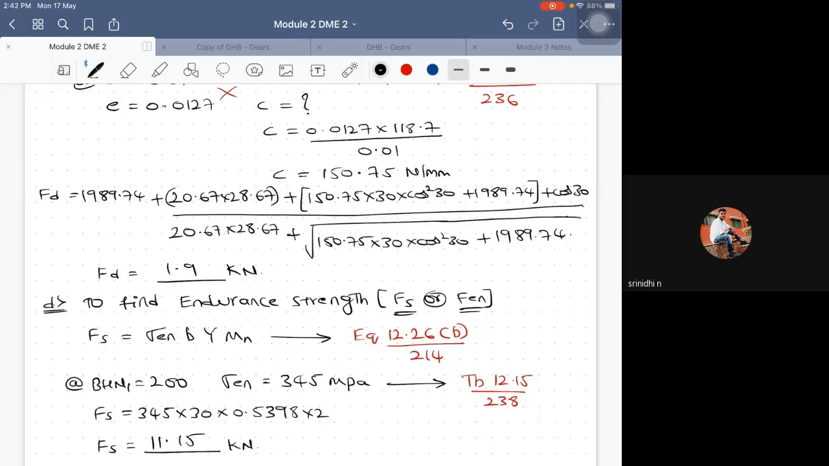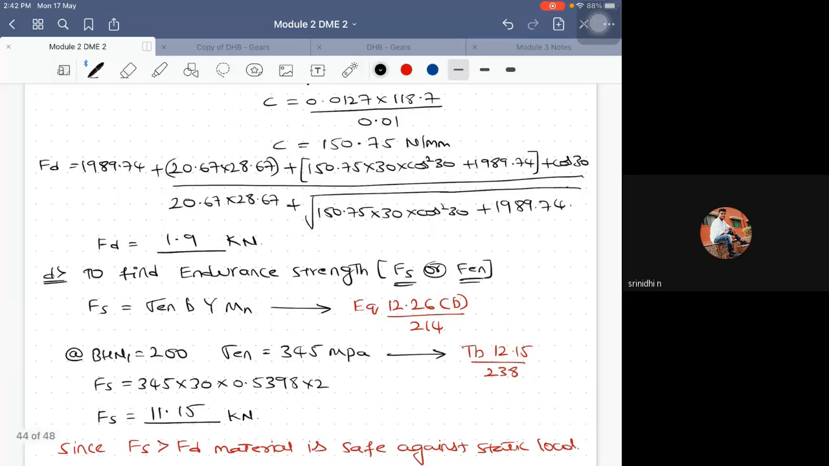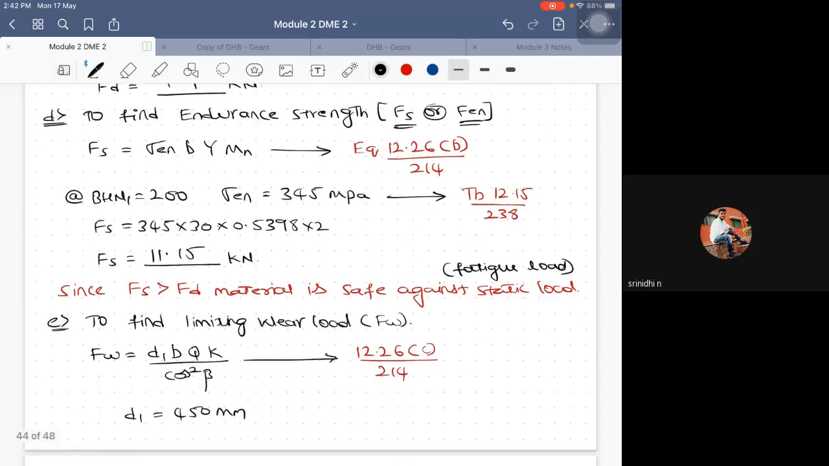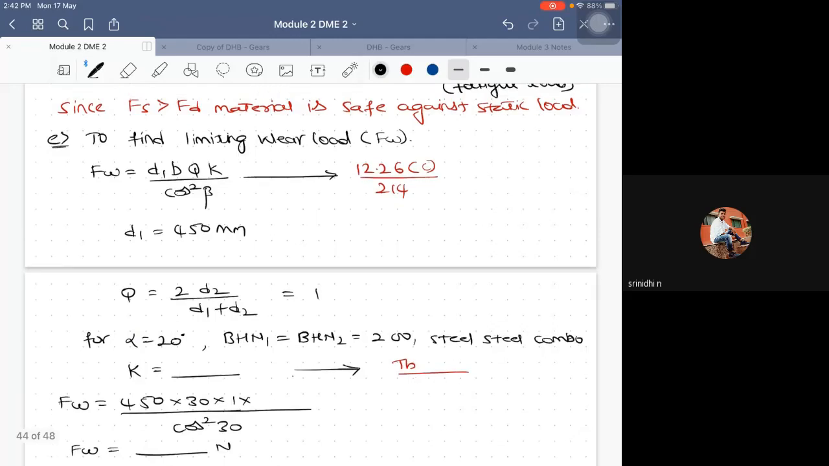So your endurance strength or endurance load is greater than the dynamic load. So what will be a statement? Just write the statement. Since Fs is greater than Ft, the material is safe against static load. Even in the bracket, you can write it as the fatigue load. Both are the same thing when it comes to the gap. So next, check for wear. Go with the wear calculation.